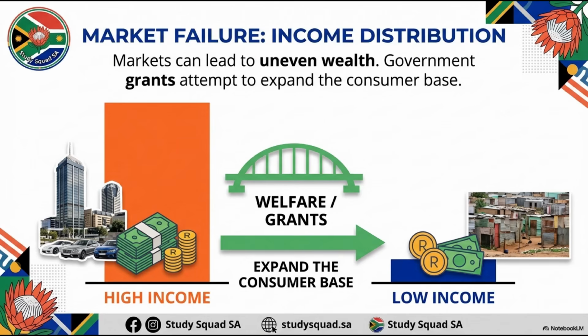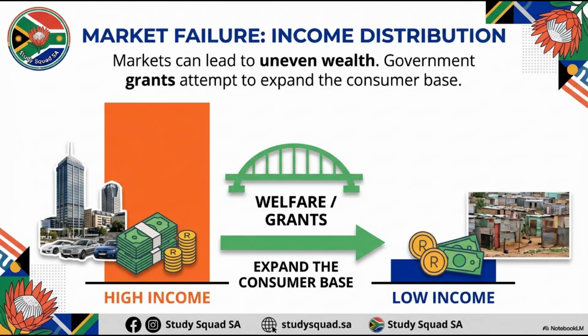One common market failure is an uneven distribution of income. Many people in South Africa live in poverty. The government tries to address this through welfare grants and pensions, which create a larger market and more consumers. This can help firms achieve economies of scale and shift the PPC to the right.